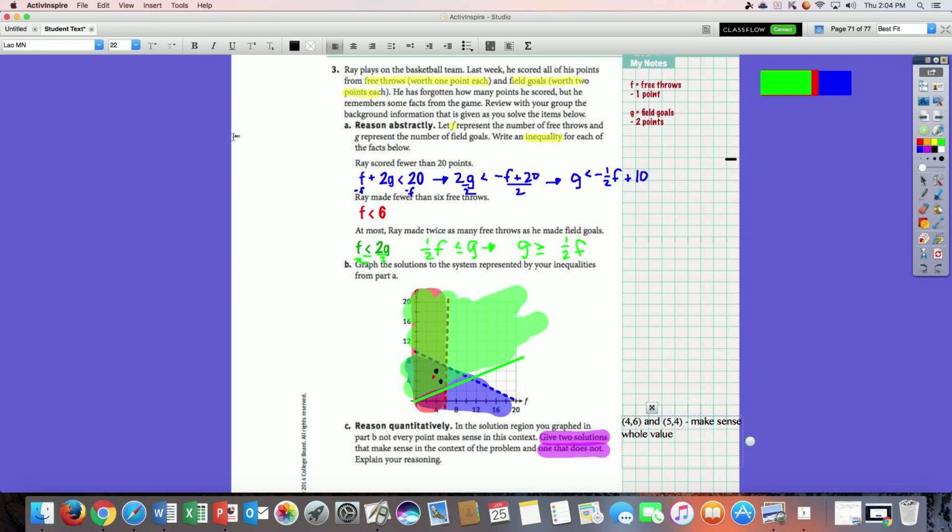My red point is an approximate (3.5, 5). This does not make sense, because that would imply that we threw 3.5 free throws, and as far as I know, that goes against the rules of basketball, although we have some basketball players in the room, so you can correct me if I'm wrong.